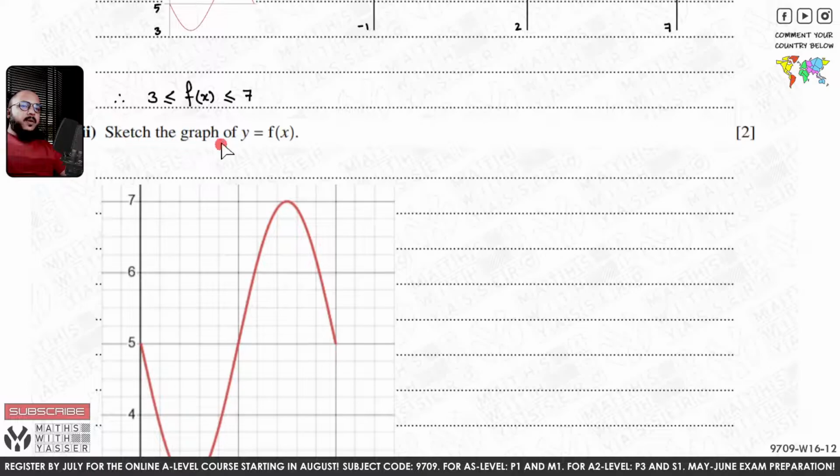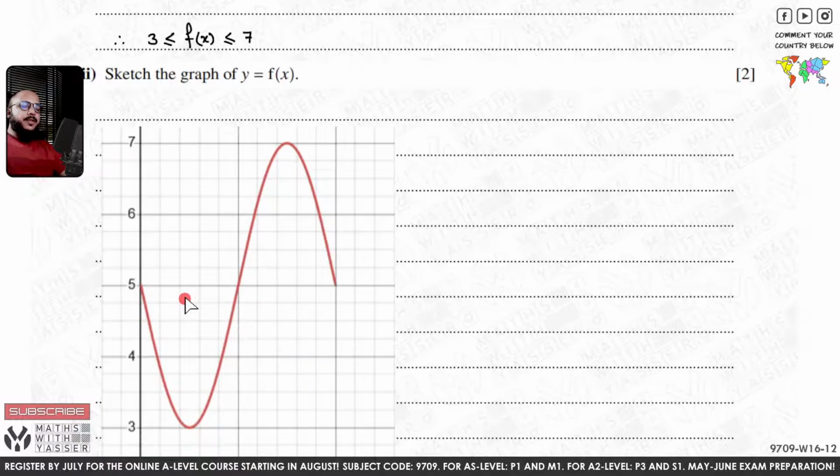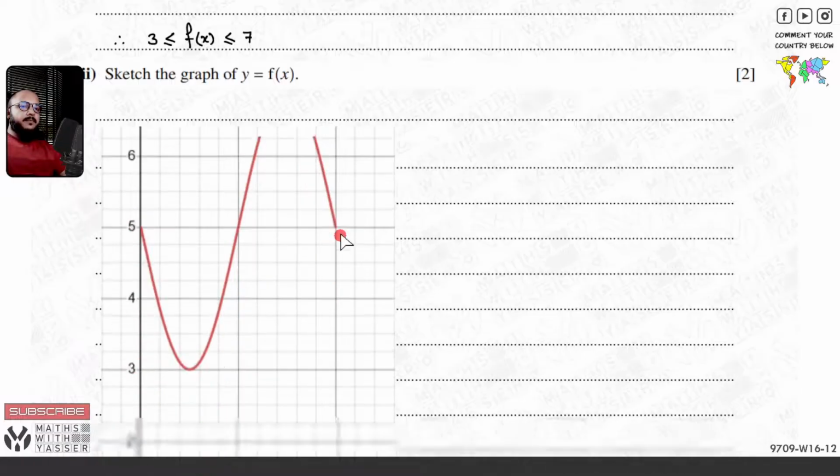In the next part of the question, they have asked us to sketch the graph y equals f(x). So you must make sure that you are providing this shape because it's a negative sin x. And this is the range I was talking about, that it lies between 3 and 7.